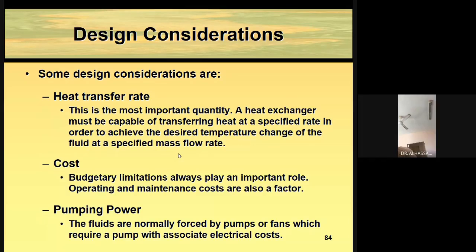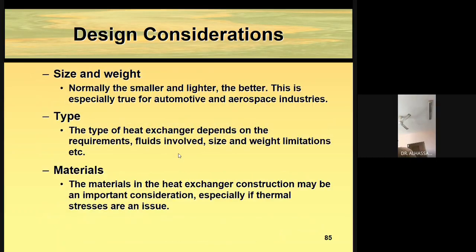then what should be the cost? The cost of the heat exchanger. Does the company have the budget for this? And then the cost of pumping, because the fluid needs to flow through so many tubes. So what will be the cost for pumping, or the pumping power? Or even if there's a blower or fan like this.